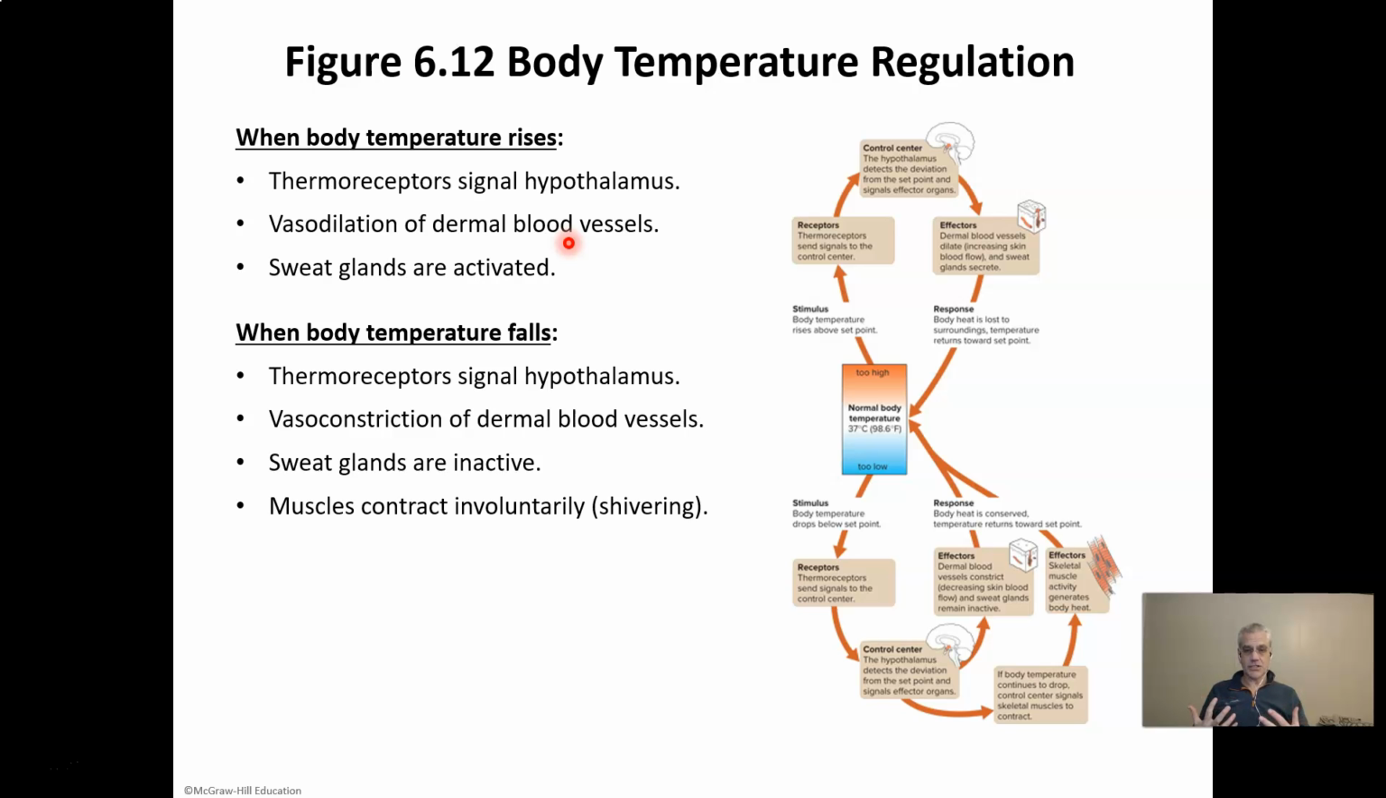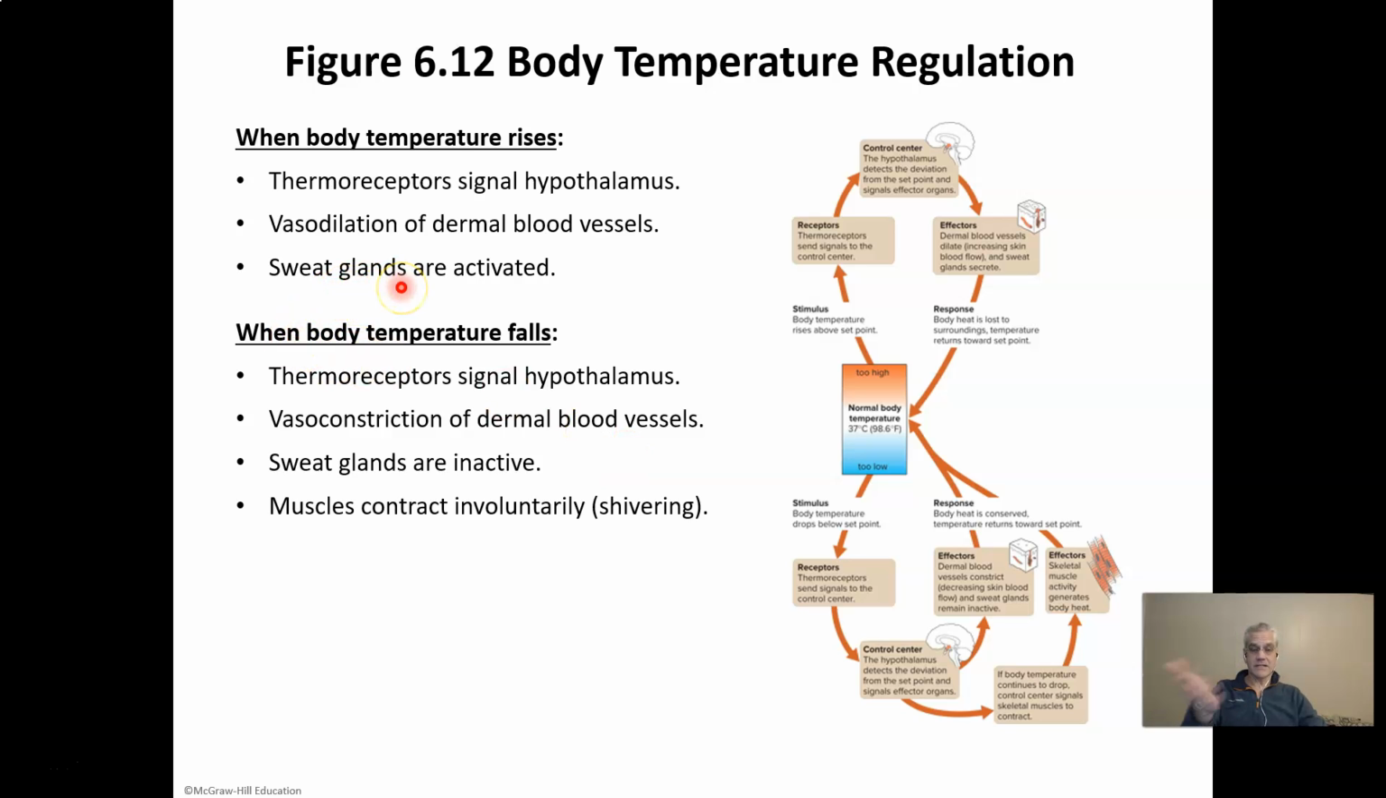If you vasodilate blood vessels, especially of the dermis, vasodilation means making them bigger. If you make them bigger, more blood flows through them, and they are more likely to get rid of excess heat energy. On the other hand, if you're cold, you want to retain that heat, and so you will get vasoconstriction of dermal blood vessels. You'll have smaller blood vessels, less blood going to your skin. You want to retain that blood and retain the heat with that blood inside your body.